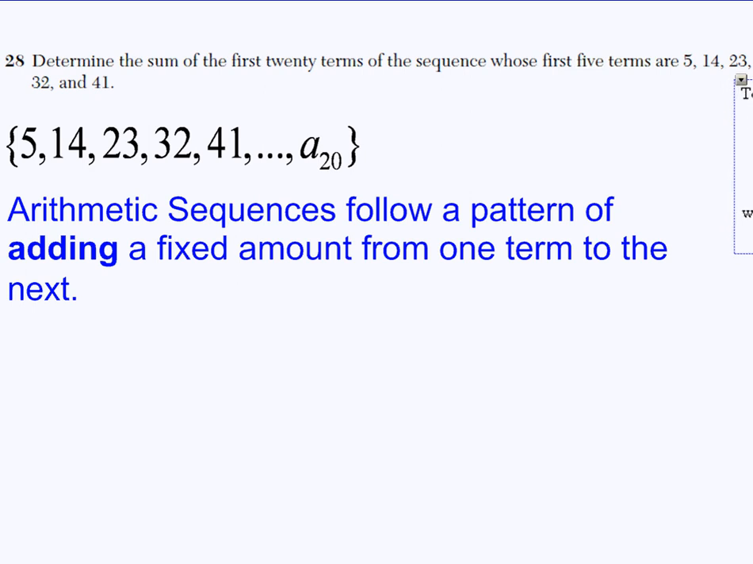To find the amount that's being added, you can just take the second term and subtract the first term from it, and you get 9. So 9 is the amount that's being added, or what is also called the common difference.